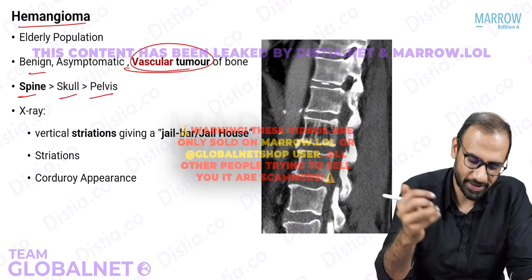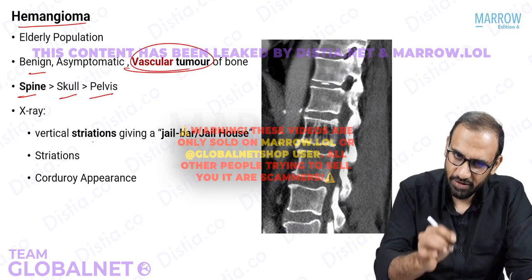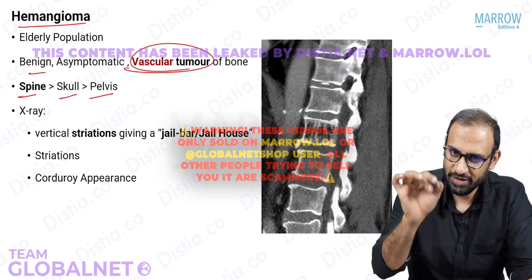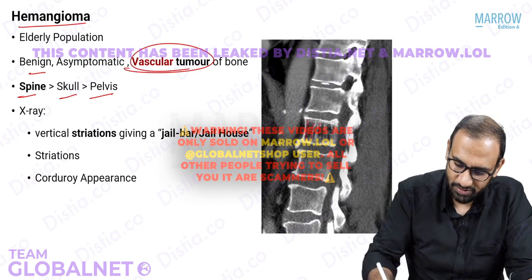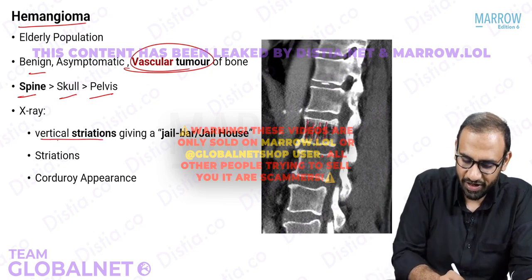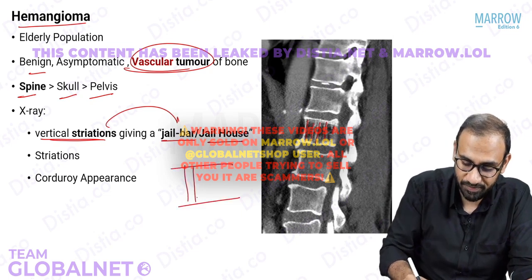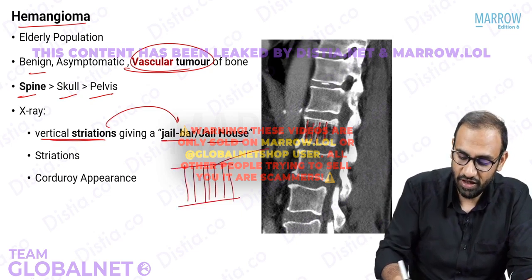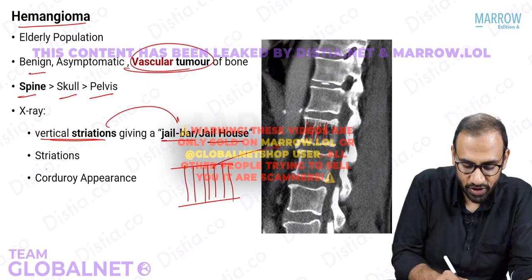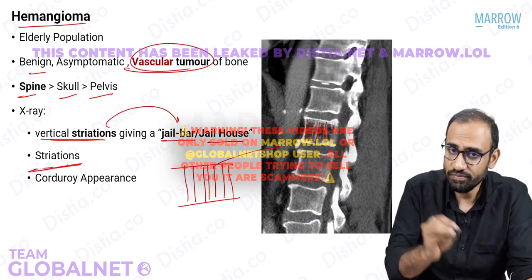So how will it appear on X-ray? The bone is replaced by vascular elements. So it will show you long elements of trabecular bone like this. This has been described as vertical striations or jail bar or jailhouse sign. It's like jail bars in the jail, right? So jailhouse or jail bar sign, also known as the striations of the spine.